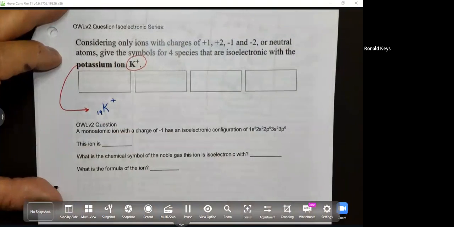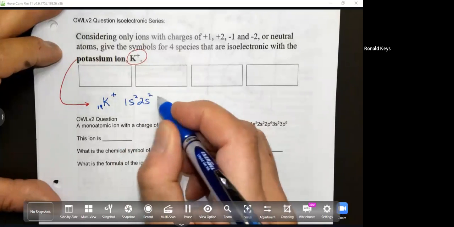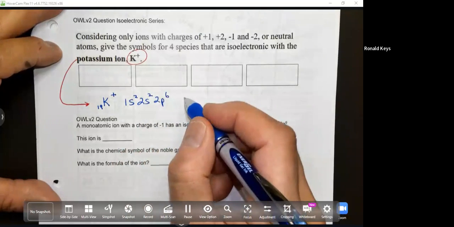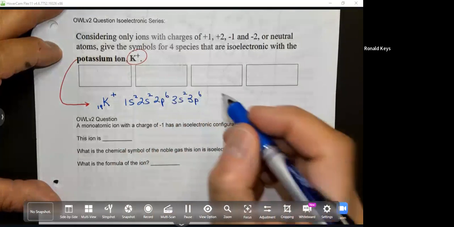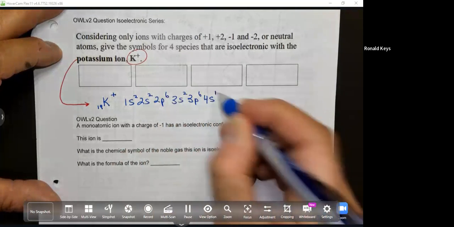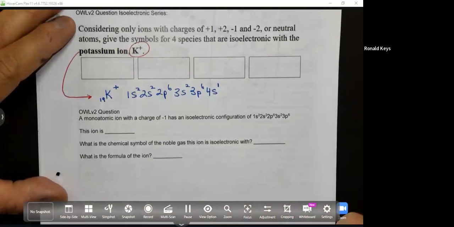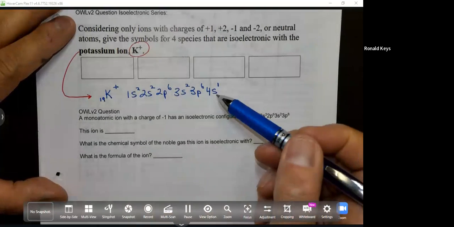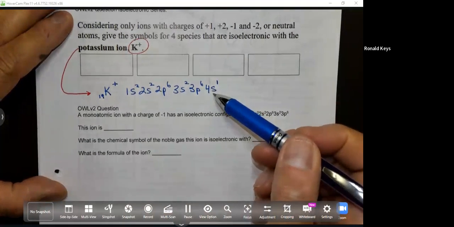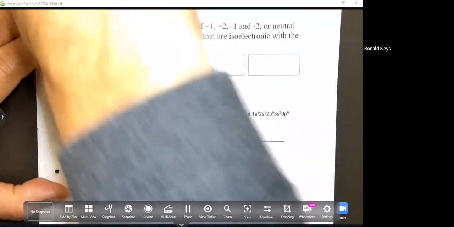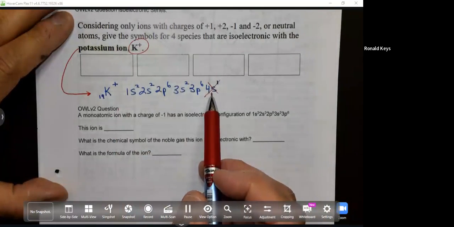Potassium has 19 electrons. So we're going 1s2, 2s2, 2p6, 3s2, 3p6, 4s1. But this 4s1 is a neutral potassium atom. Oh no, that's my potassium ion. I'm going to get rid of that.